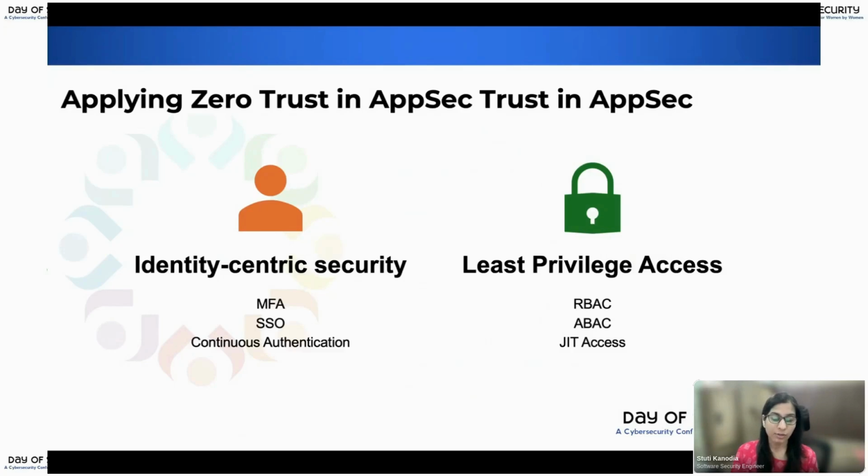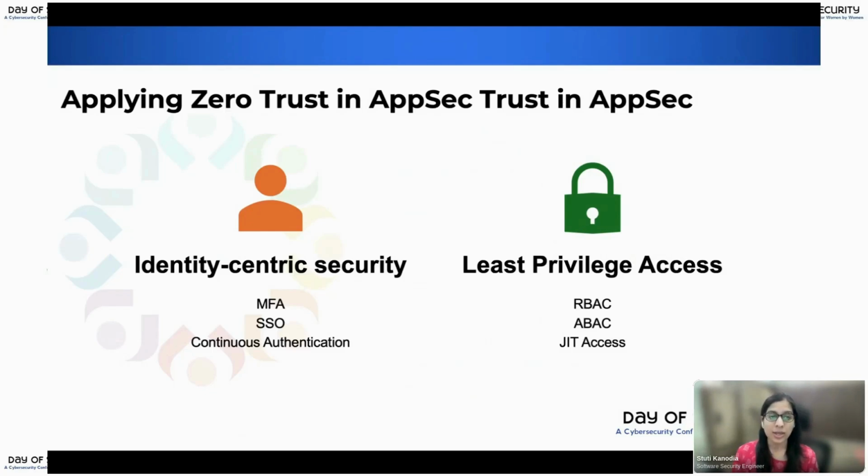So with that, you are not only trusting a user to provide a username and password. For example, if someone is able to breach that and get your username and password, they cannot log in. Why? Because you need to provide a one-time password, an OTP as well, to access the application as an additional layer. So that is how there is a way to implement identity-centric security using MFA in AppSec.